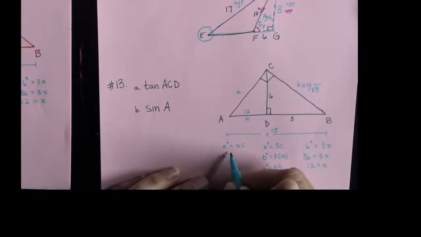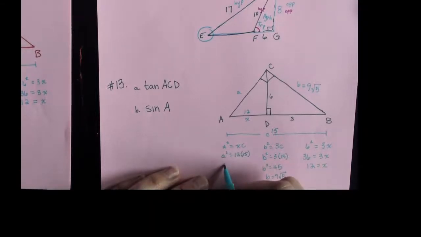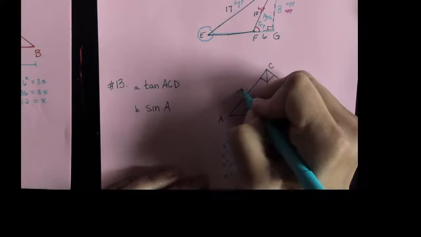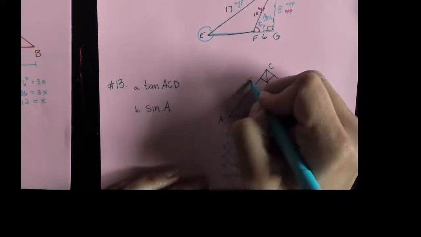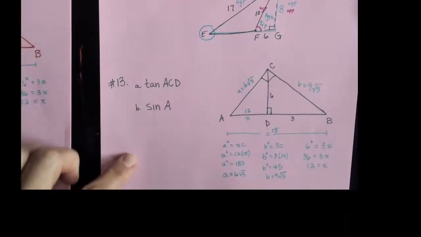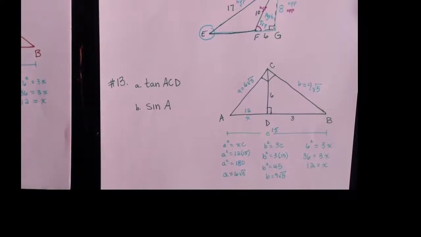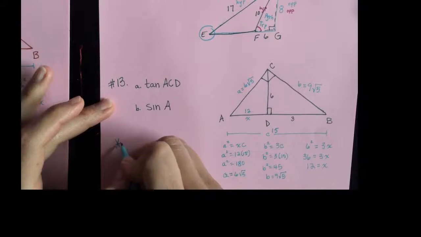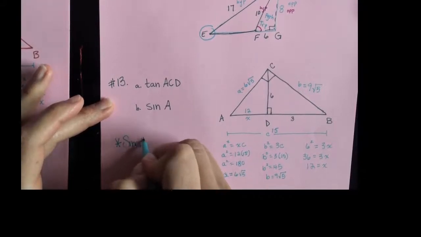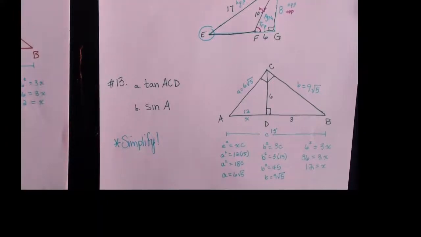Over here, A squared equals 12 times 15, which is 180. And I end up with A is 6 radical 5. And now I have every value plugged in. And honestly, I could ask any of the trig ratios now for any of the angle measures. Just remember to simplify your radicals. So I'm going to stop there.